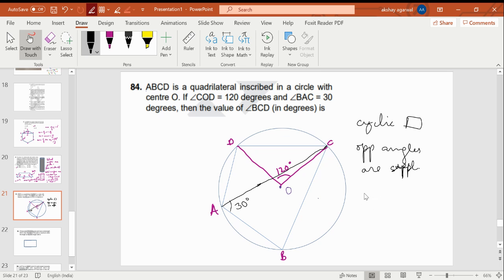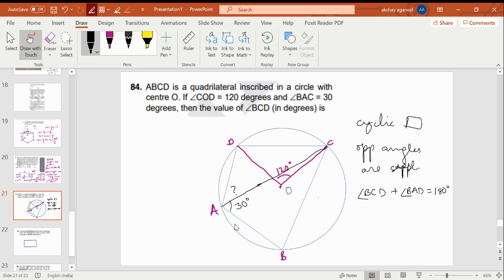So basically, angle BCD plus angle BAD, opposite angles are supplementary. So these two angles are supplementary. So I don't know BCD, but I have been given some information for angle BAD, out of which BAC is 30 degrees. So if I'm able to find this angle, I think my question would be solved.